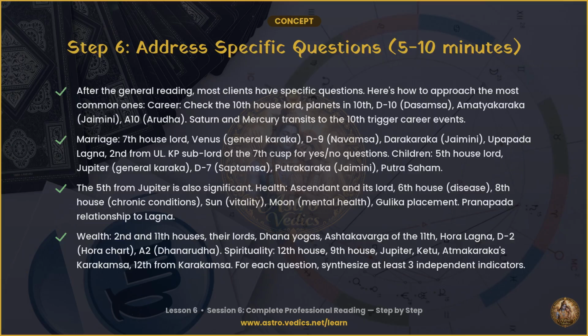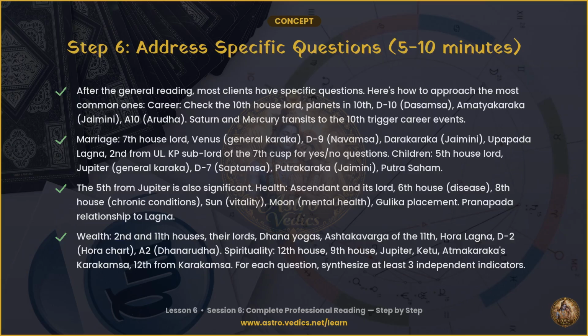Marriage: 7th house lord, Venus as general karaka, D9 Navamsha, Darakaraka, Jaimini Upapada Lagna, 2nd from UL. KP sublord of the 7th cusp for yes/no questions. Children: 5th house lord, Jupiter as general karaka, D7 Saptamsha, Putrakaraka, Jaimini Putra Saham. The 5th from Jupiter is also significant.